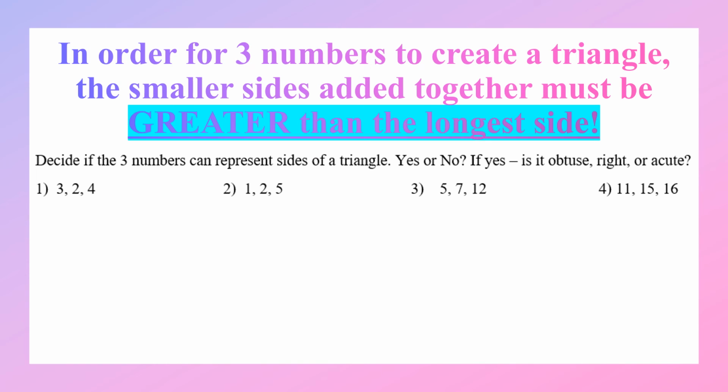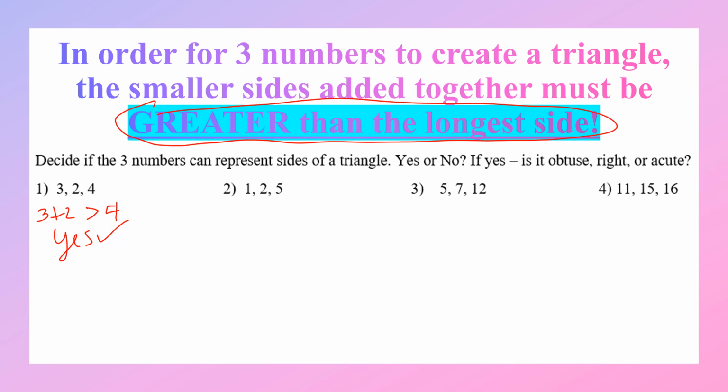In order for three numbers to create a triangle, the smaller sides added together must be greater than the longest side. You guys need to write this down in your notes. Okay, so decide if the three numbers can represent a triangle. So what you would do is 3 plus 2 is 5. 5 is greater than 4, so this is a triangle.